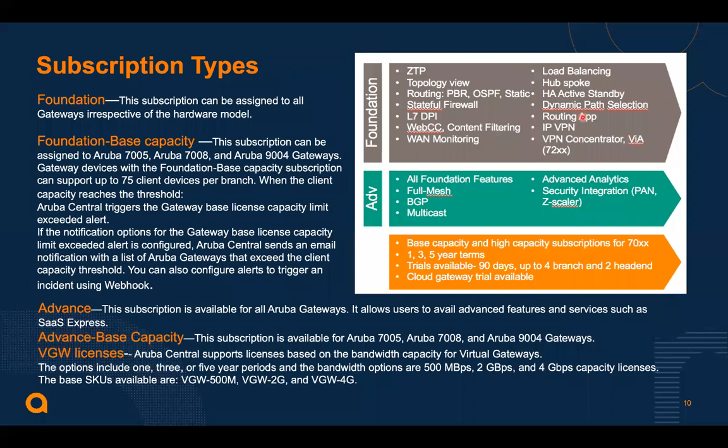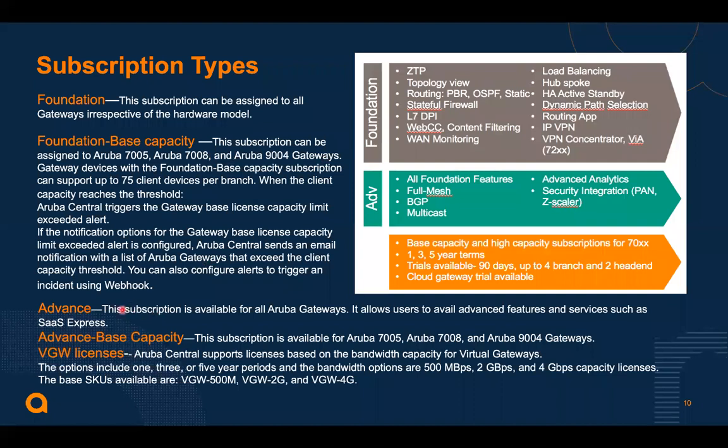And a foundation base capacity license would be applicable only for the 7000 series and the 9000 series gateways, where we do have a set of restrictions on client support. Say there is a branch where you don't expect more than 75 users, then we could very well go for foundation base capacity, where all these foundation license capabilities would be there, but it'd be restricted to the number of clients. And also it is just supported on 7000 series and 9000 series.